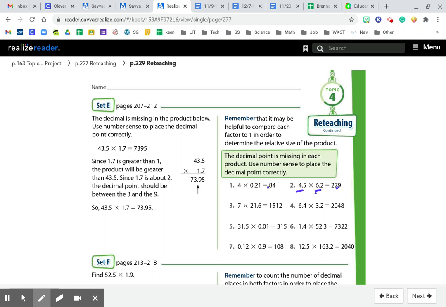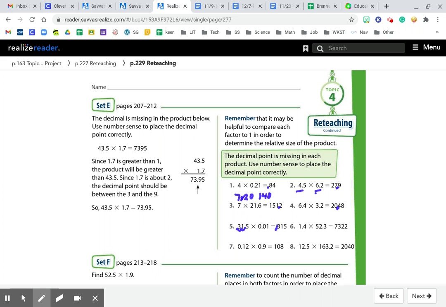7 times 21, if I do 7 times 20, I'm going to get 140, so I know my decimal will go between the 1 and the 2. 6 times 3 is 18. My decimal will go between the 0 and the 4. 31 times 100th, and we know when we multiply times 0.1, we move the decimal 1 place to the left. 0.2, it's 2 places to the left. So my decimal is going to go in front of the 315.